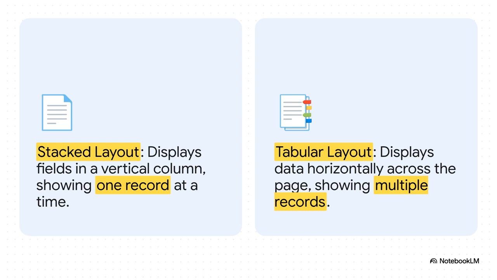Now, Access gives you two pretty common ways to structure a form. The first is a stacked layout. This is perfect for detailed data entry because it shows you all the fields for just one record, like a single customer profile. On the other hand, you have a tabular layout, which looks a lot more like a spreadsheet. It shows you multiple records at once, which is fantastic for getting a quick overview.